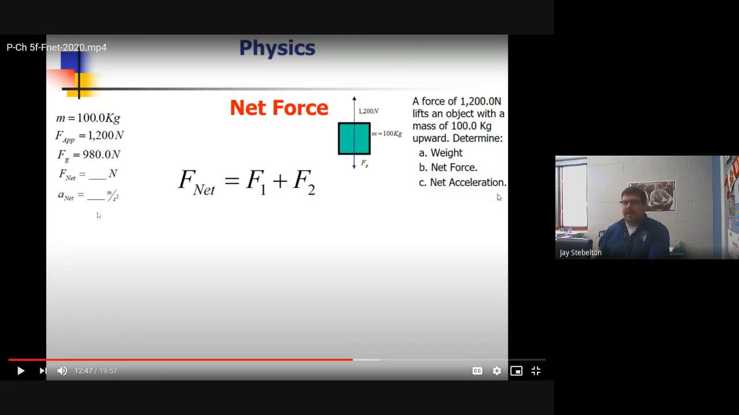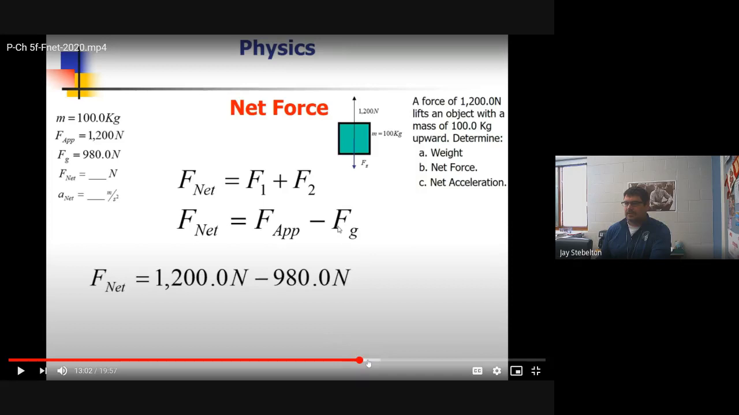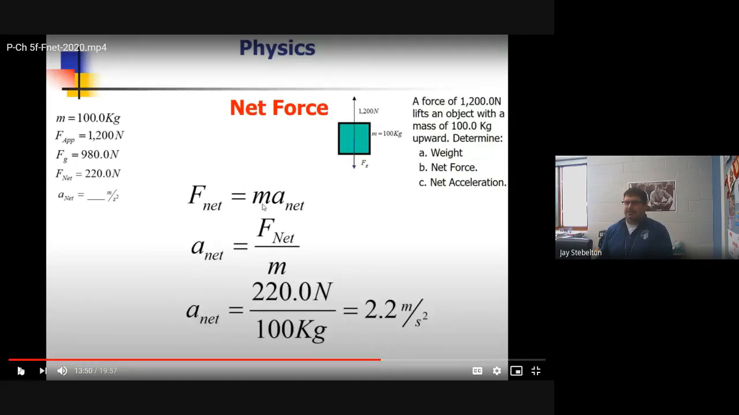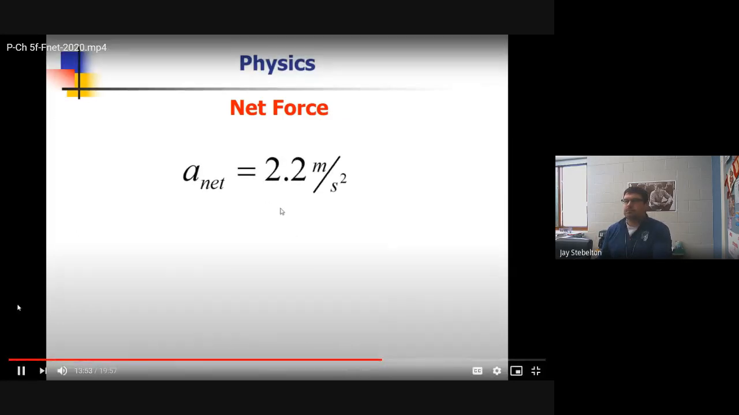And then the third step is finding the acceleration. That is just taking that answer, 220, and dividing it by the mass. The acceleration is taking that 220 that you just got and dividing it by the mass. Everyone do that and type it in. Good job. All right, nice job. And that's how all of the problems are set up today. And there it is, the 220. Net acceleration of 2.2 meters per second squared.